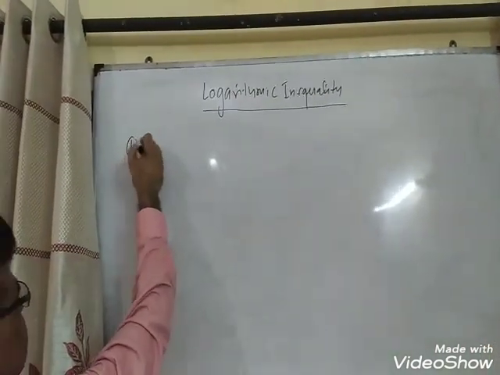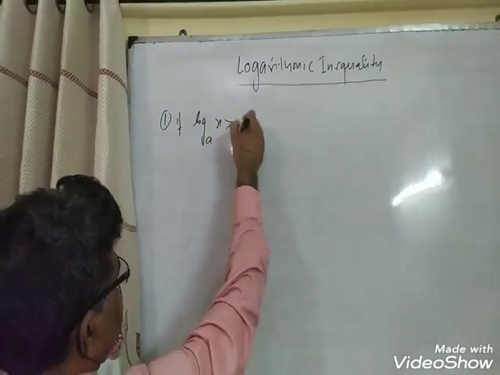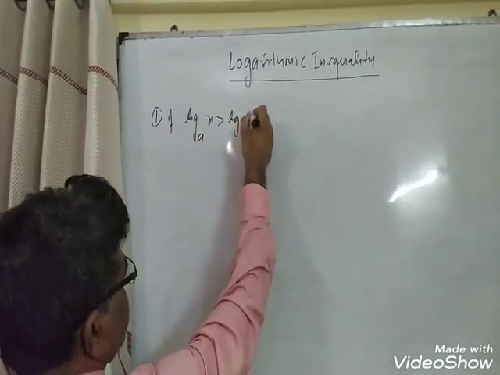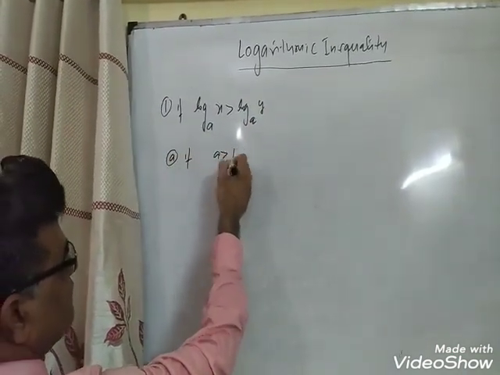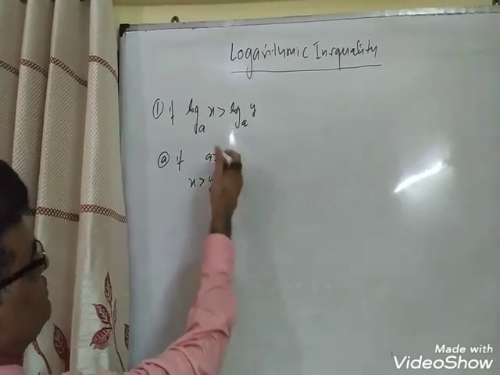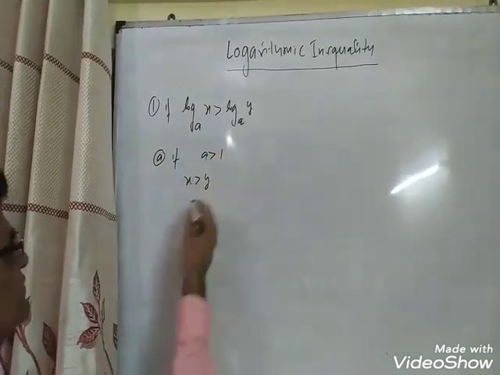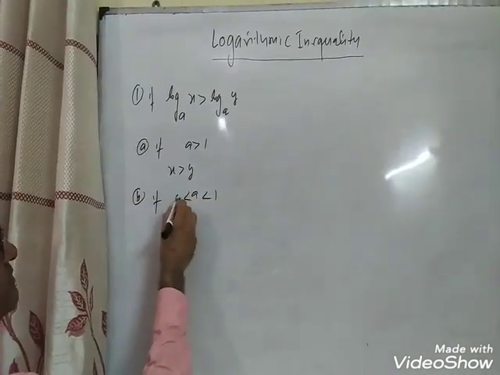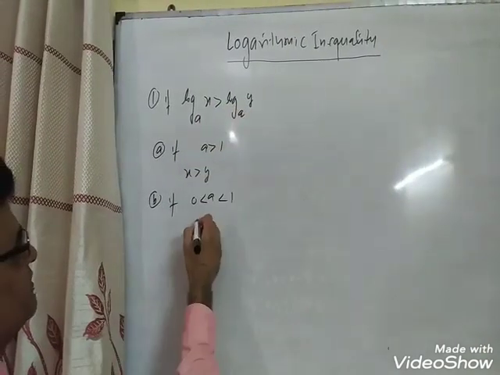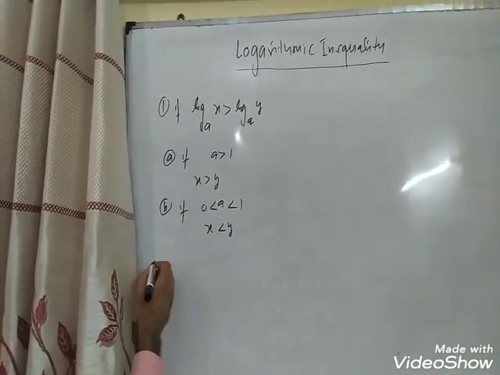So first case, if log base a x is greater than log base a 1, if a is greater than 1, then there is no change in the sign in the index. x is greater than 1. Second case, if a lies in between 0 and 1, then the inequality will change in the index. It will be 0 less than x less than 1.